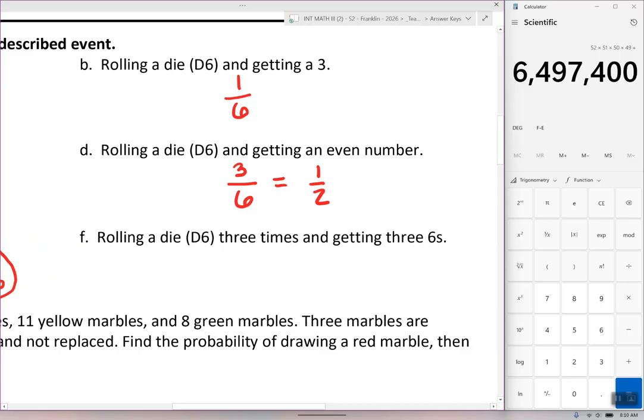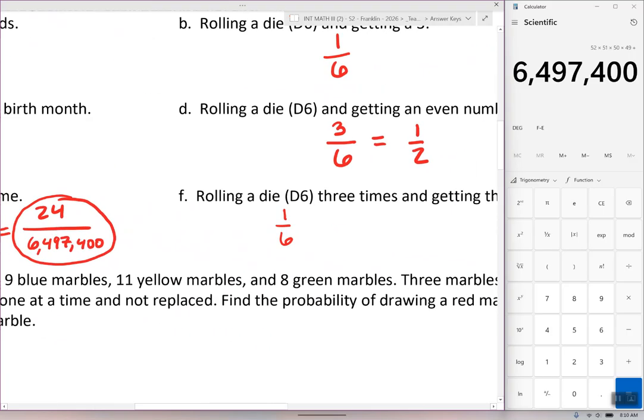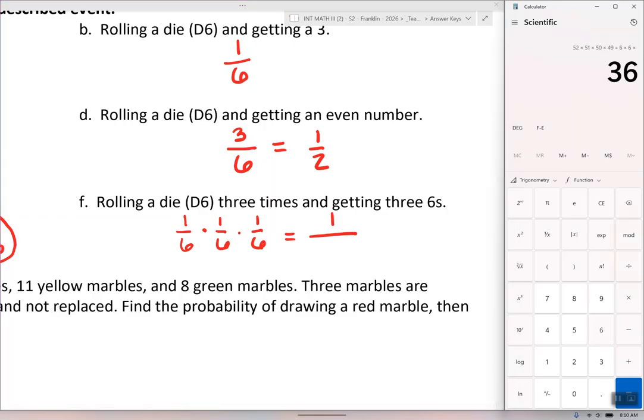So the probability of getting the first 6 is 1 out of 6. Now, rolling a 6 the first time doesn't change how many options there are. With the cards, once I'm dealt a card, there are fewer cards remaining in the deck. But with a die, it doesn't work the same way. So all 3 of these are 1/6. So our total probability is 1 over 216. So you have a 1 in 216 chance of rolling a die 3 times and getting a 6 3 times in a row.